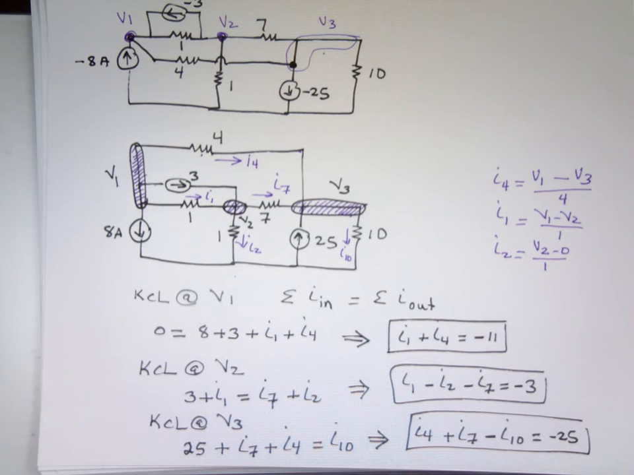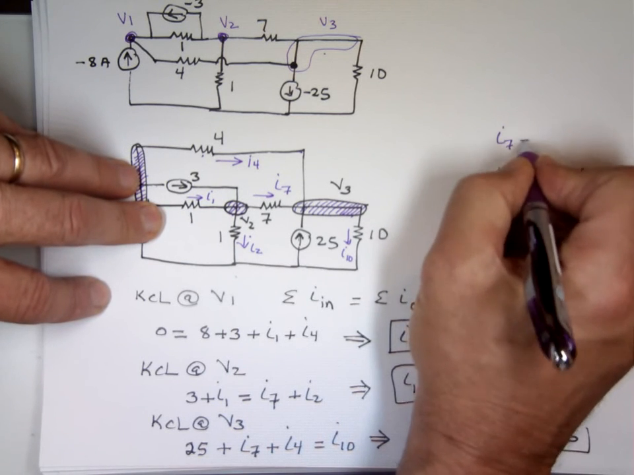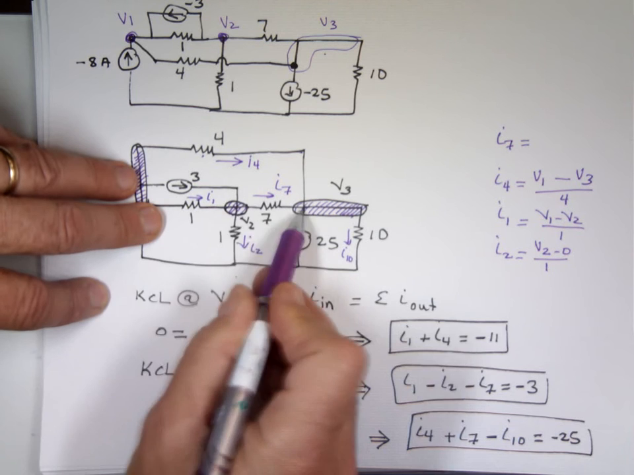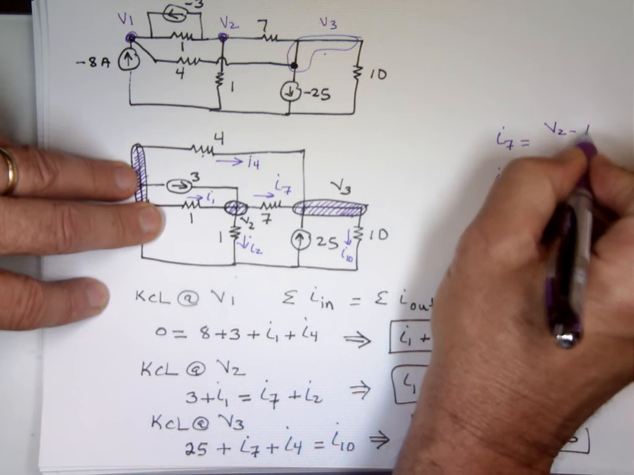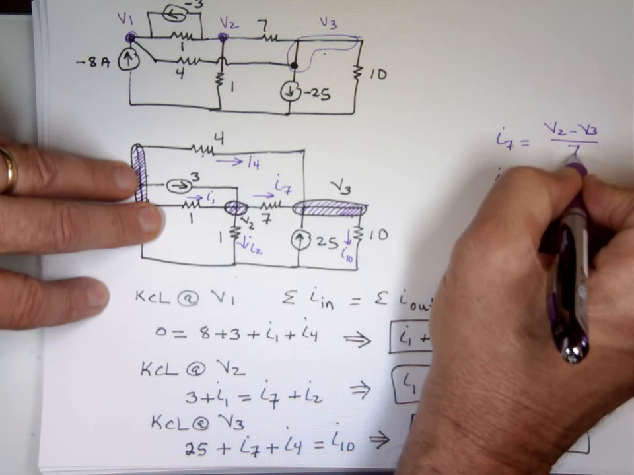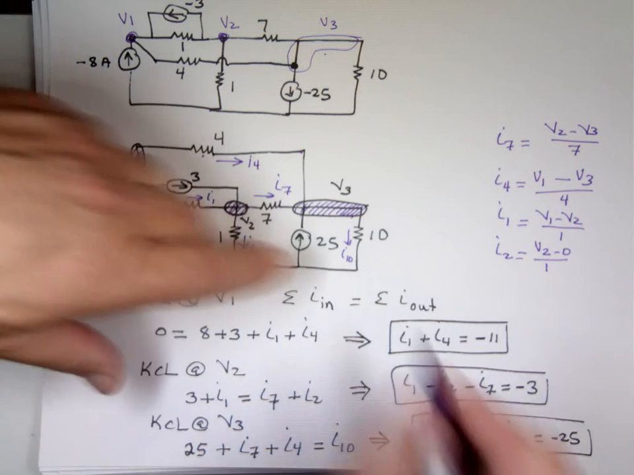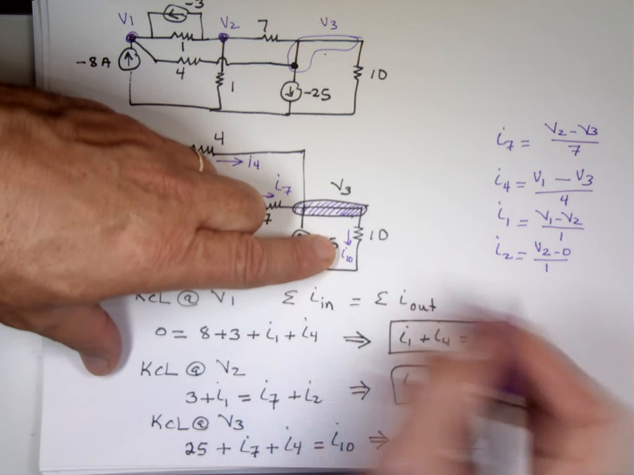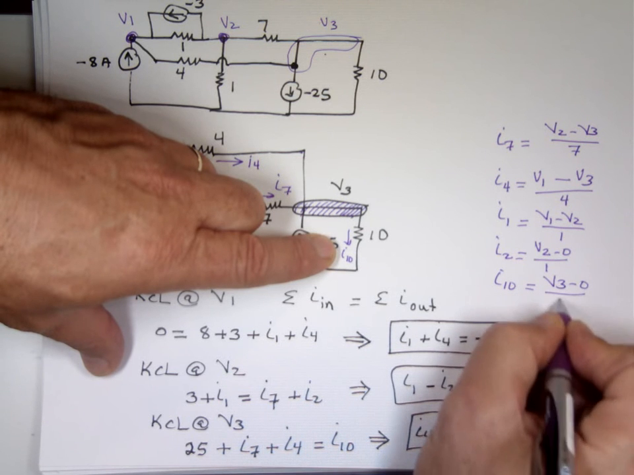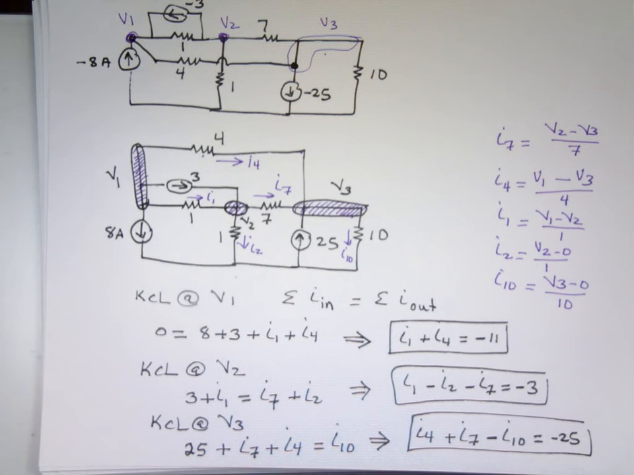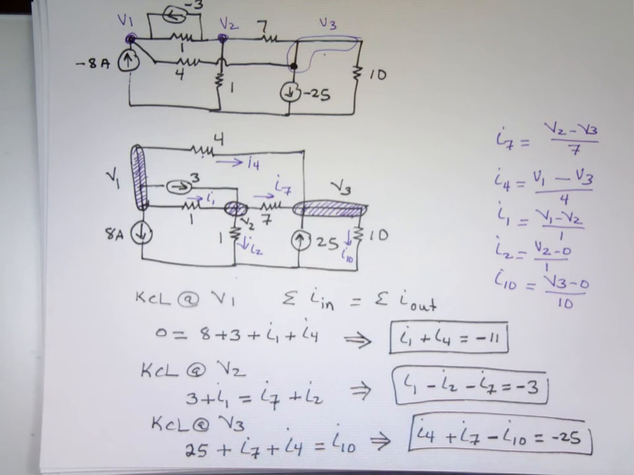I sub 7, I'll put it on the top. It's this current going that way. It's V2 minus V3 divided by 7. And I sub 10, which is what? V3 minus 0 over 10. Now, if you do these substitutions here, we will have how many equations by how many unknowns? 3 by 3, yes.